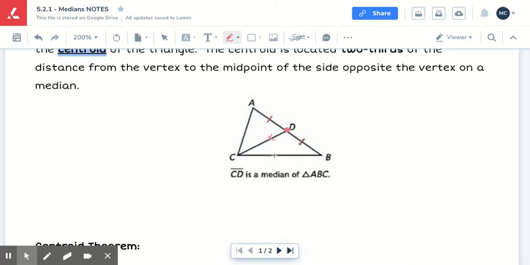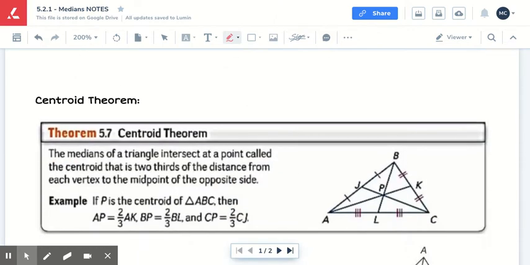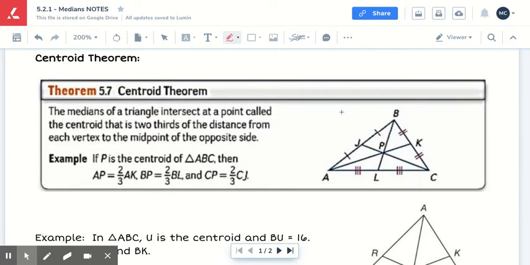But if I truly wanted to find it, I would need to add in at least one more median. And to really make it solid, I'd go ahead and add in both of the other medians. Where they intersect would be our centroid. So our centroid theorem says the medians of a triangle intersect at a point called the centroid that is 2/3 of the distance from each vertex to the midpoint of the opposite side.